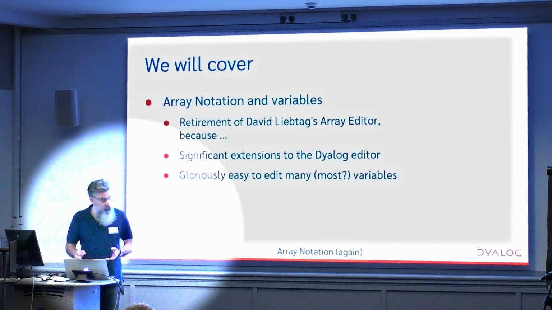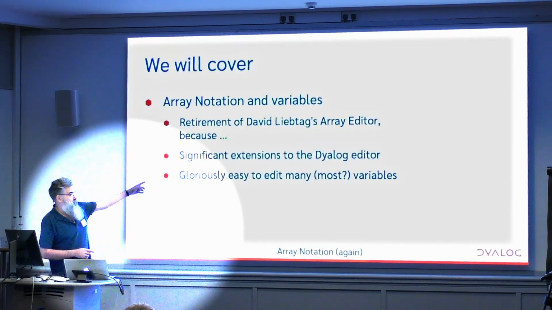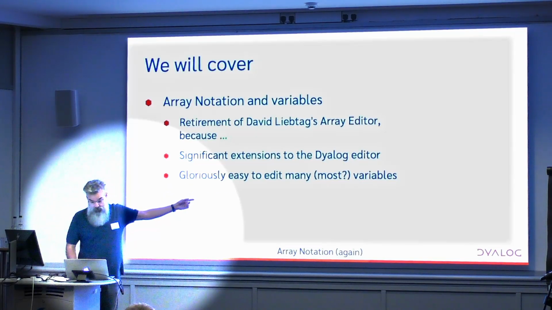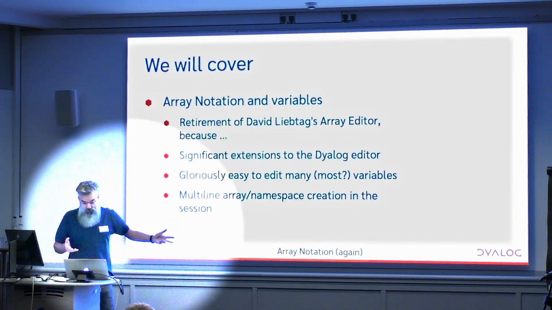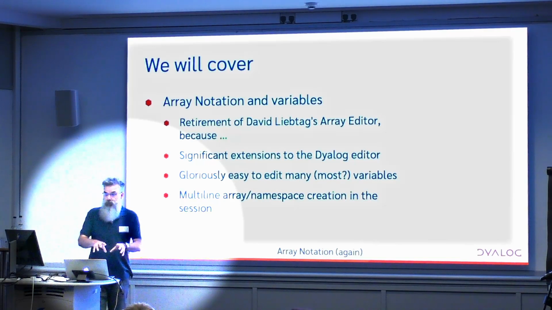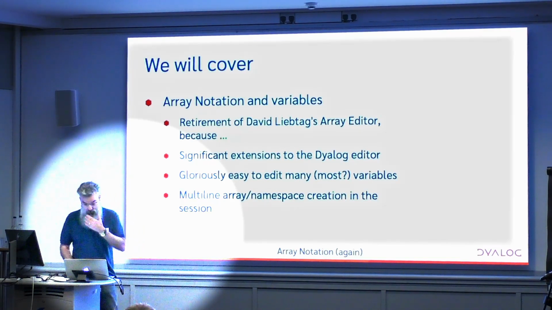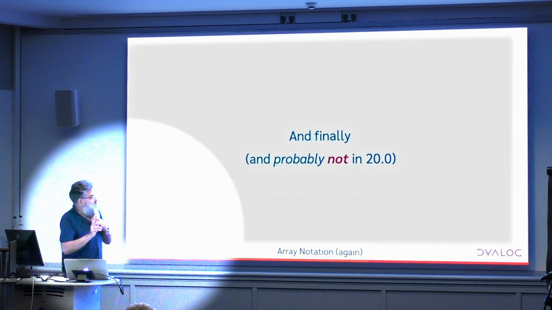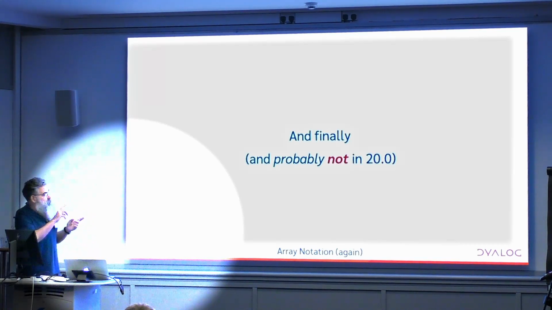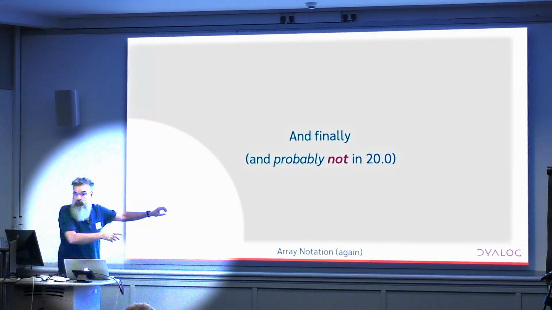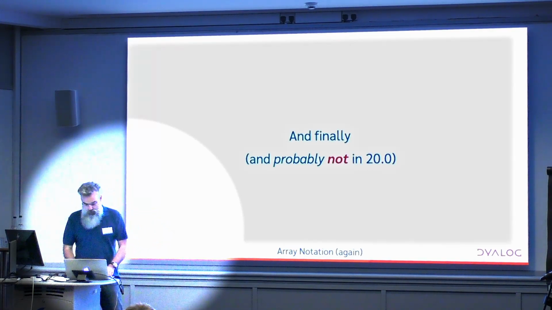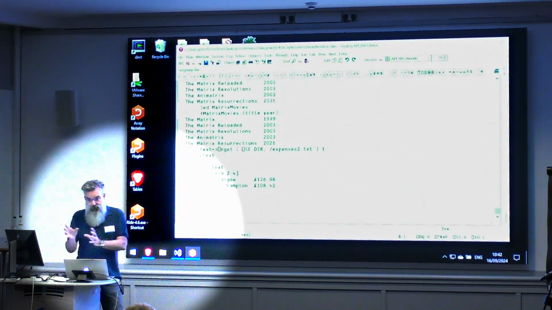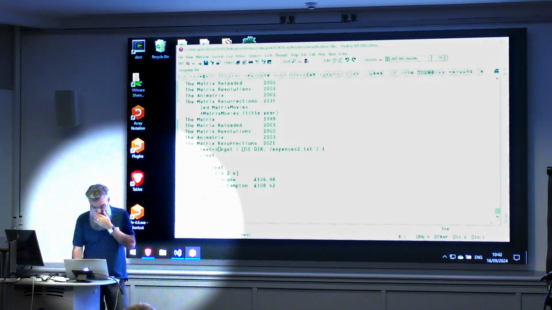Okay, just a summary. We've retired David Lee Test Editor because you can do so much cool stuff now in the editor. It's gloriously easy to edit most variables. And we can create multi-line arrays and namespaces in the session interactively as we've been doing with functions for the past few years. And finally, I'm going to show you some stuff that I suspect won't be in 20. All of that stuff is probably going to be in 20. There may be changes and tweaks, but broadly speaking, that's the functionality you can expect from array notation in 20. What I'm going to show you now is just some cool stuff that falls out of this, but it's got so many edge conditions that we might not get it into 20.